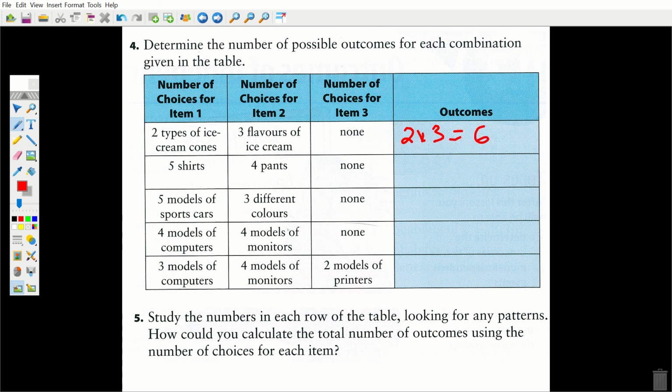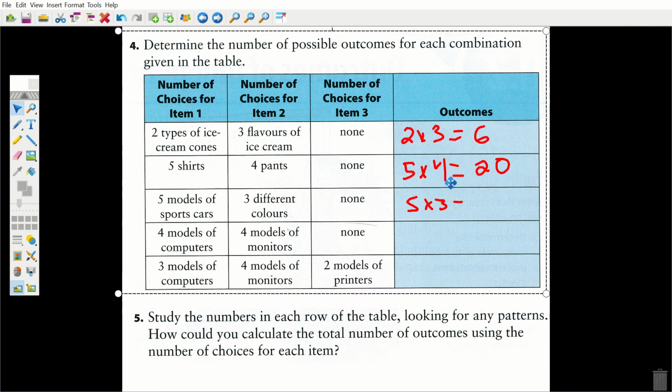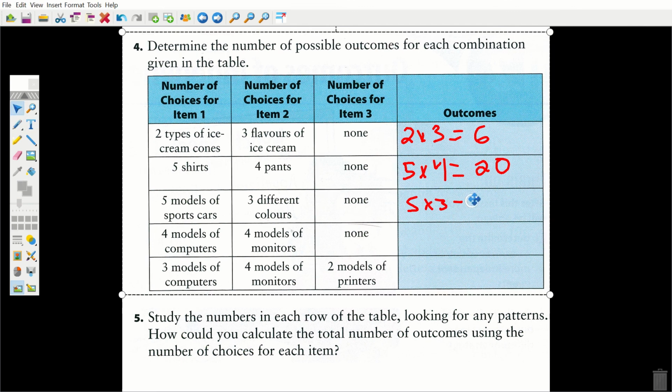Same here, you have 5 shirts, 4 pants. You could write down your 5 different shirts up top and 4 pants coming off of each shirt. It might take you 2-3 minutes, or you do it simple. 5 times 4 equals 20 total outcomes. Same way here. 5 model sports cars, 3 different colors. How many possibilities are there? 5 times 3 equals 15.